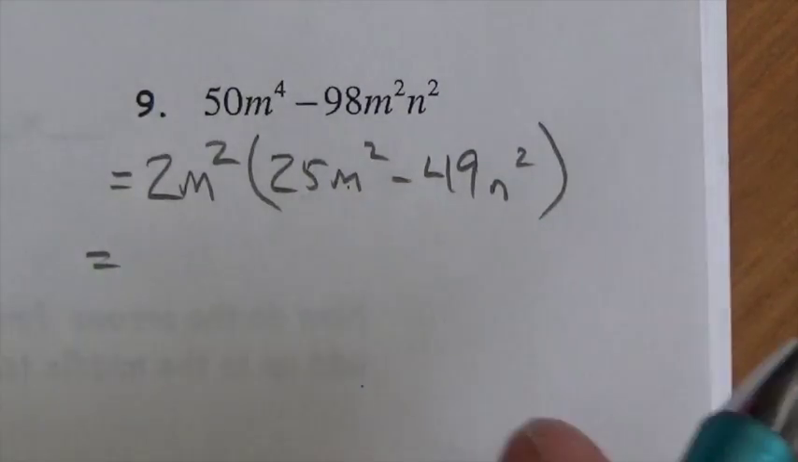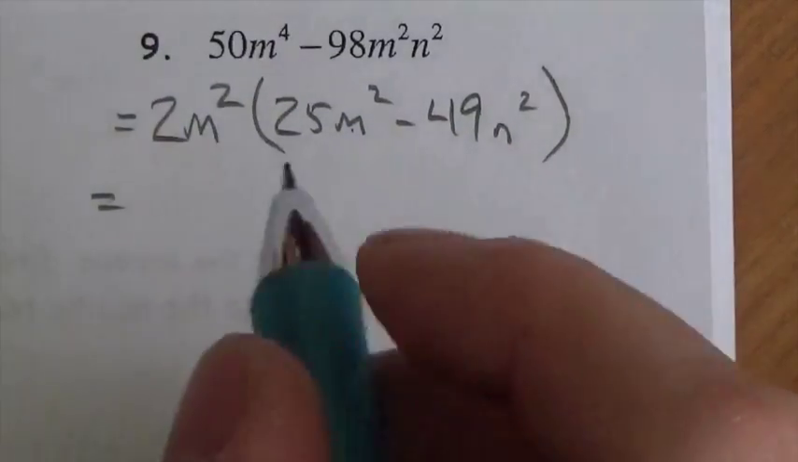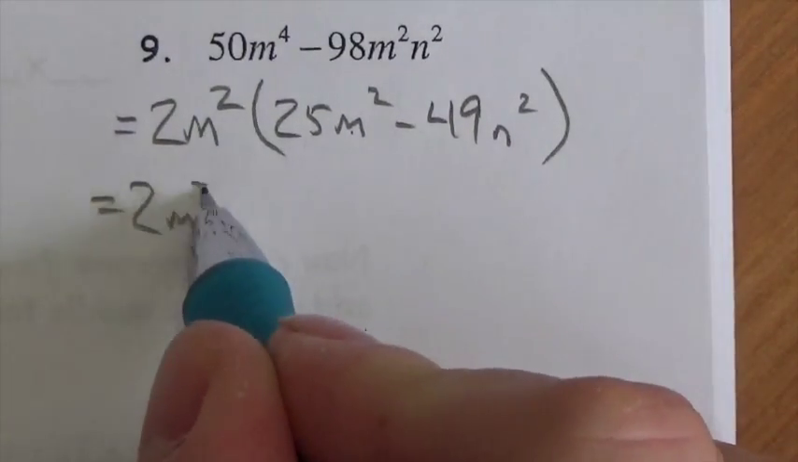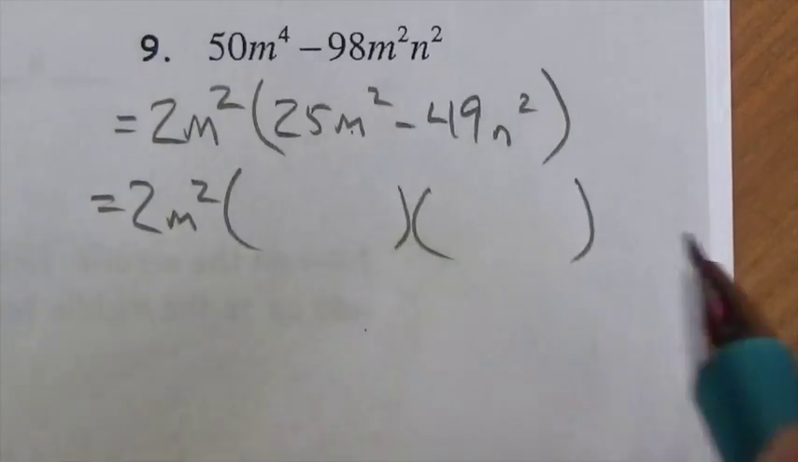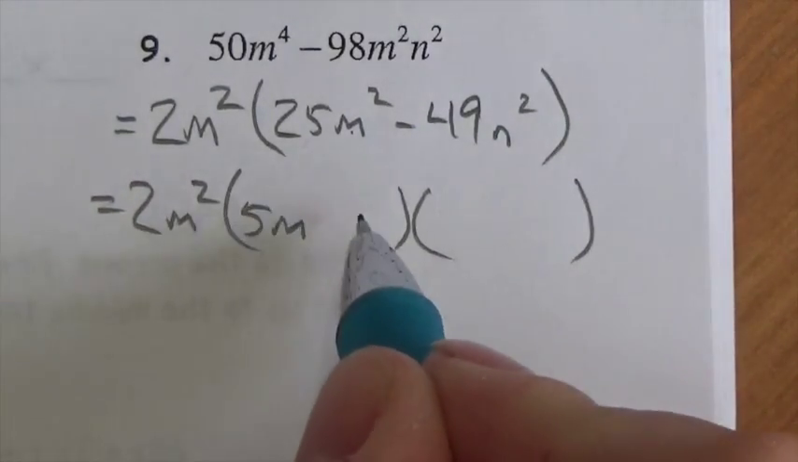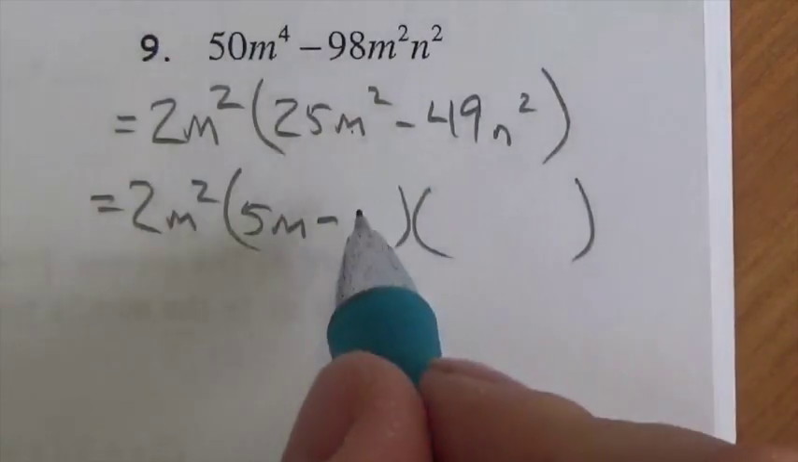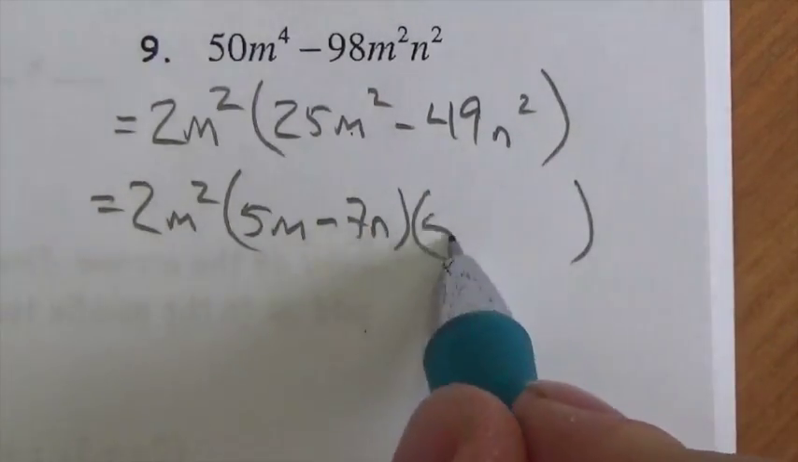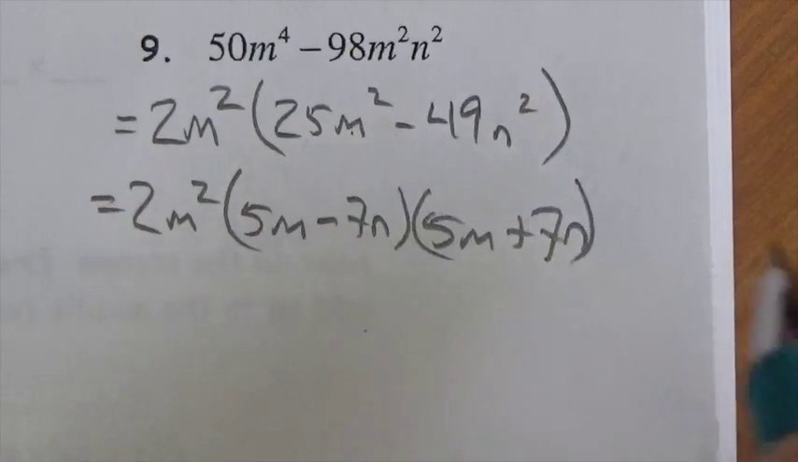Okay. Well, now what I'm left over with is quite clearly a difference of squares, so 2m squared. Break this apart into two binomials. Square root of 25m squared will be 5m, minus the square root of 49n squared will be 7n. And then I write out the conjugate.